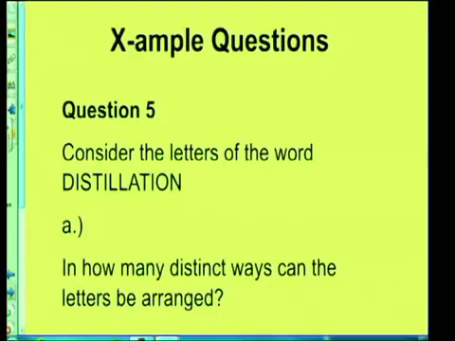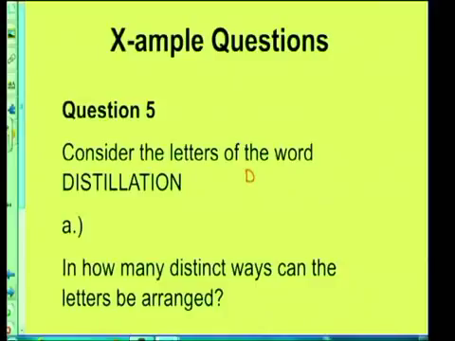Right, these are also my favorites. It seems like everything's my favorite. It says, consider the letters of the word distillation. In how many distinct ways can the letters be arranged? Now, when we've got letters to arrange, we're not saying making words, and if we did say making words, it need not be words that make sense.